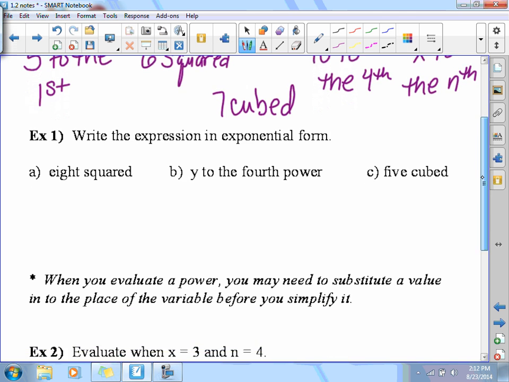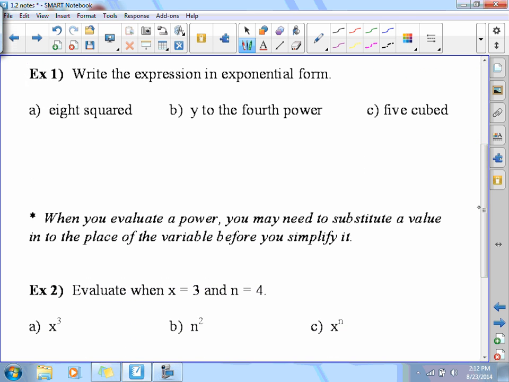Now remember, the examples that we do in our notes are going to be very similar to what you see in your textbook. So here we have to write the expression in exponential form. They're going to give you a written English phrase, and you just have to write the numerical exponential form for it. So here we have 8 squared, and when you see that, all you have to do is write 8 squared. 8 is the base, and 2 is the exponent. Y to the fourth power means that y is the base, and 4 is the exponent. 5 cubed, remember cubed is the shorthand way for saying to the third power. So 5 is the base and 3 is your exponent.